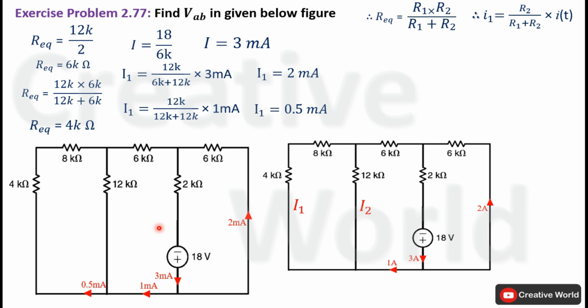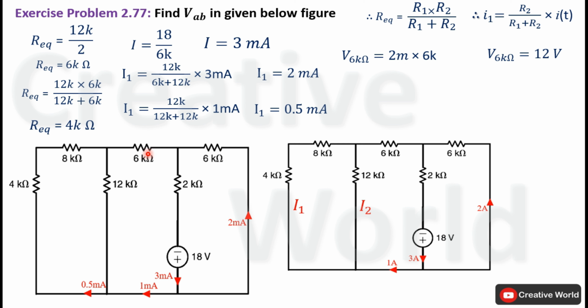We have calculated currents through all branches. Now we will apply Ohm's law to calculate voltage across these three resistances. Start from this 6 kilo ohm resistance. Voltage across this 6 kilo ohm resistance will be equal to the product of current through it and the value of resistance. Current through this resistance is 2 milliampere and the value of resistance is 6 kilo ohm. So product of 2 milliampere and 6K will become 12 volt. Voltage across this 6 kilo ohm resistance will be 12 volt.